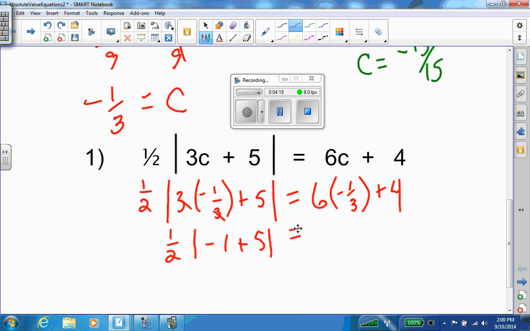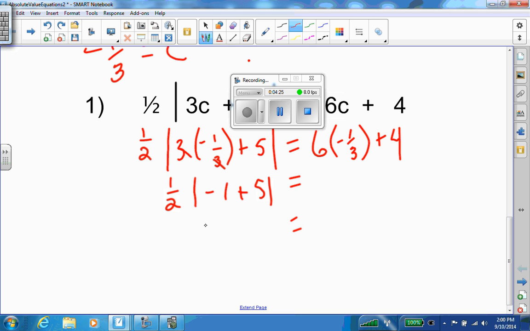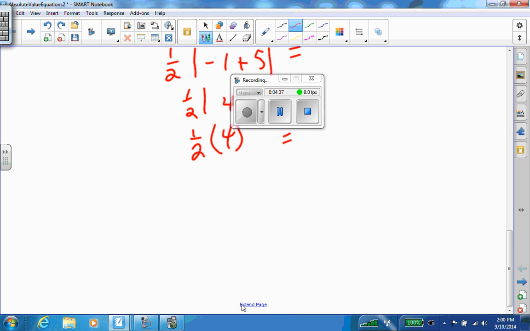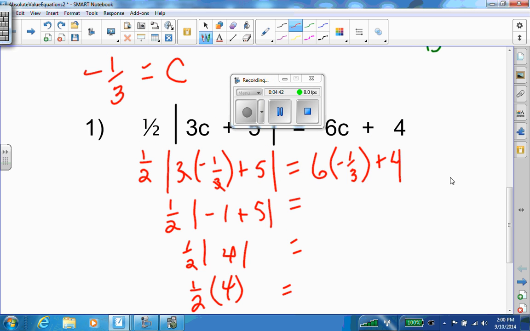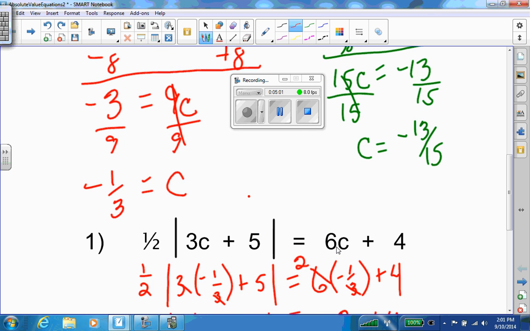1/2 on the outside here. I'll just continue working on this left side. And negative 1 plus 5 is 4. So I know I'm going to be finding half of the absolute value of 4, which is 4. And half of 4 is 2. So we want to see if the other side equals 2. So on the other side, 3 goes into 6 2 times. That gives me negative 2 plus 4, which is 2. That's true. So negative 1/3 is a true solution.